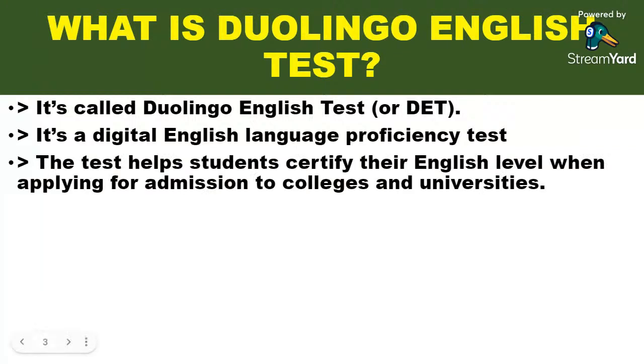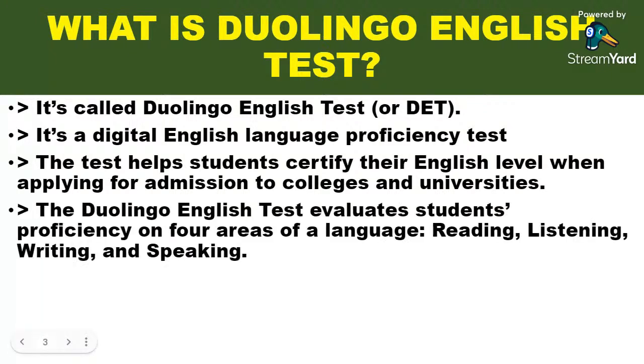Now, the test enables students to prove their proficiency in the use of English when applying for admission to colleges and universities, okay? Now, there are 4 proficiency areas of the English language in which students are evaluated. And they are reading, listening, writing, and speaking.